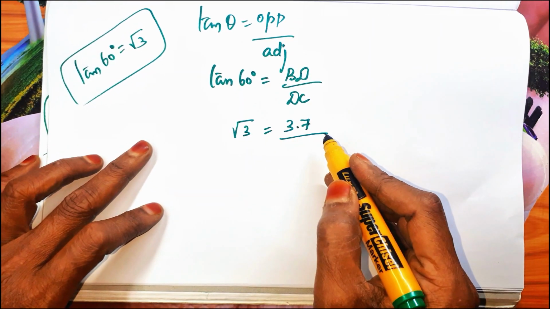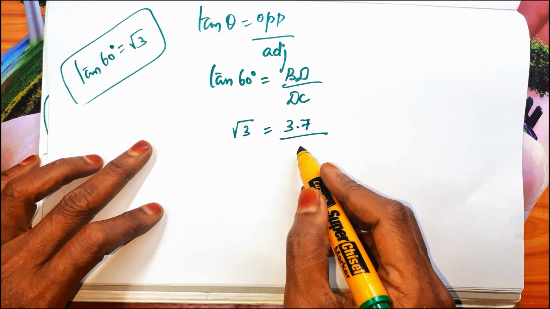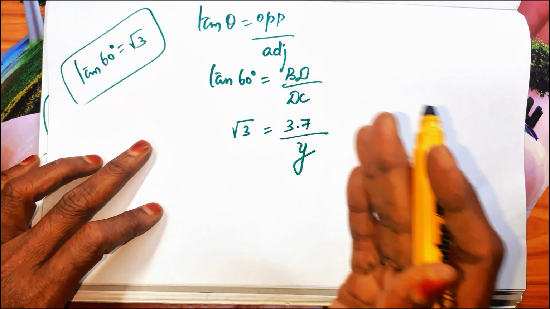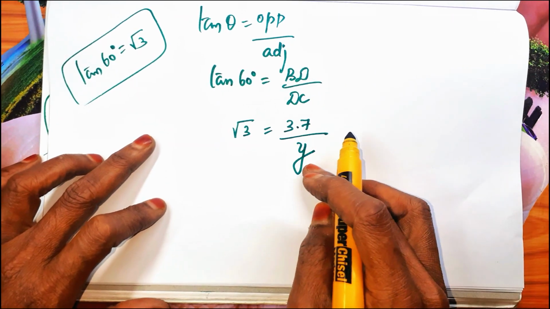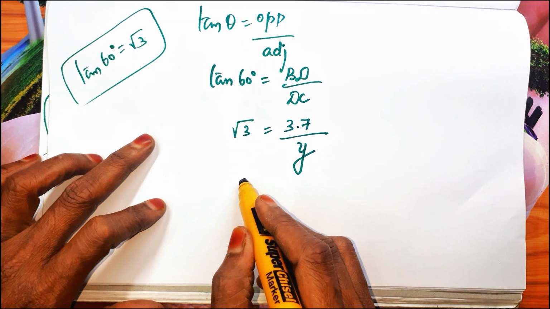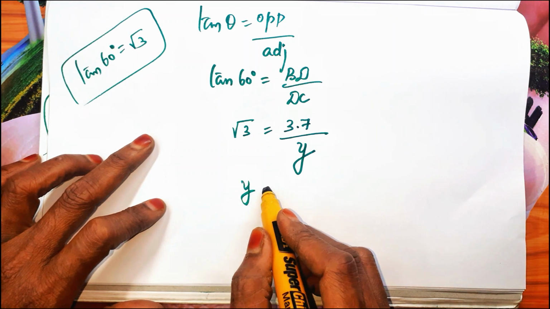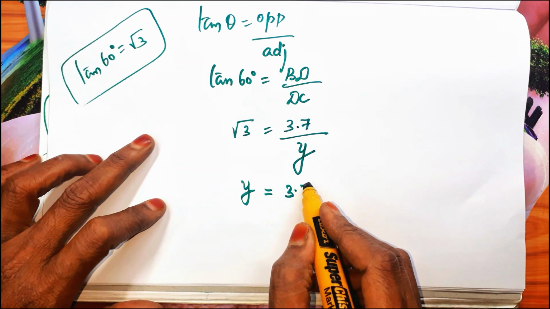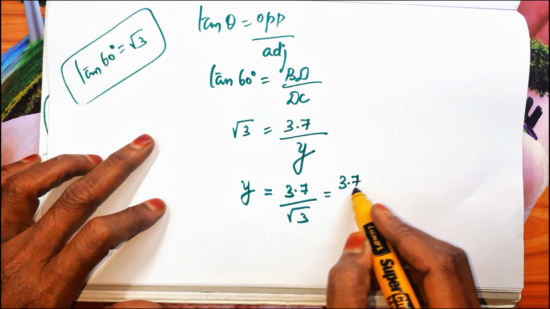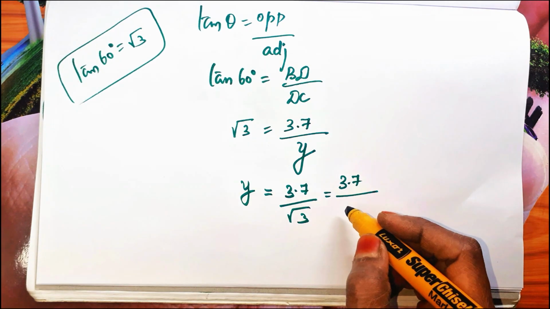3.7 by DC, which is what we are going to calculate. Let it be y, because previously we took the unknown as x. Now here I am taking that as y. So on cross multiplication, y is equal to 3.7 by root 3, which is 3.7 by, what is root 3 given?